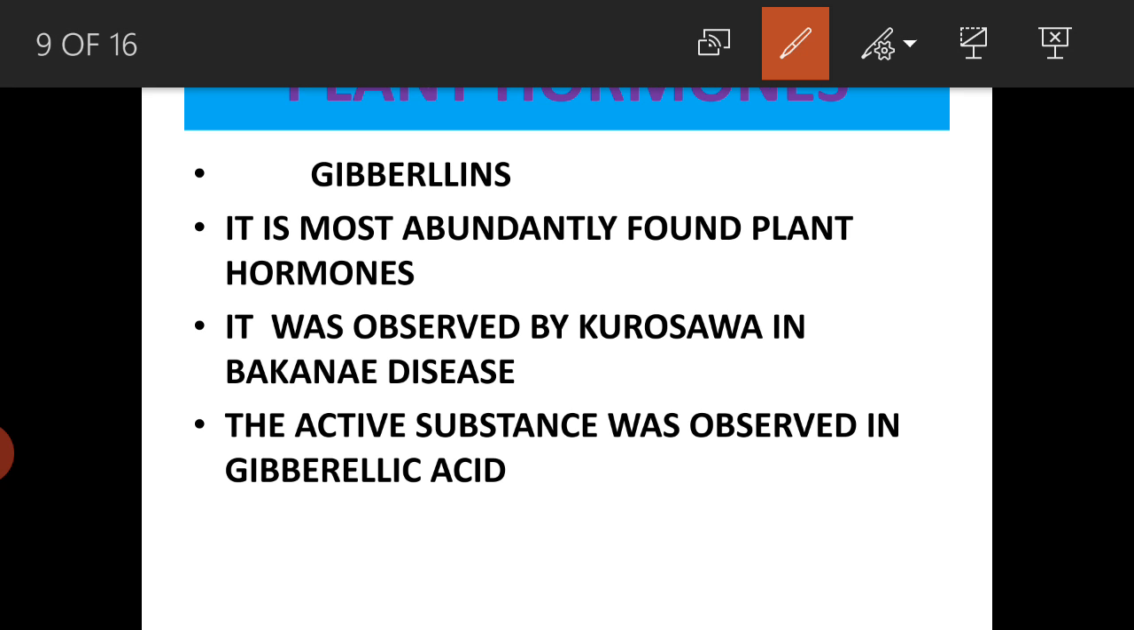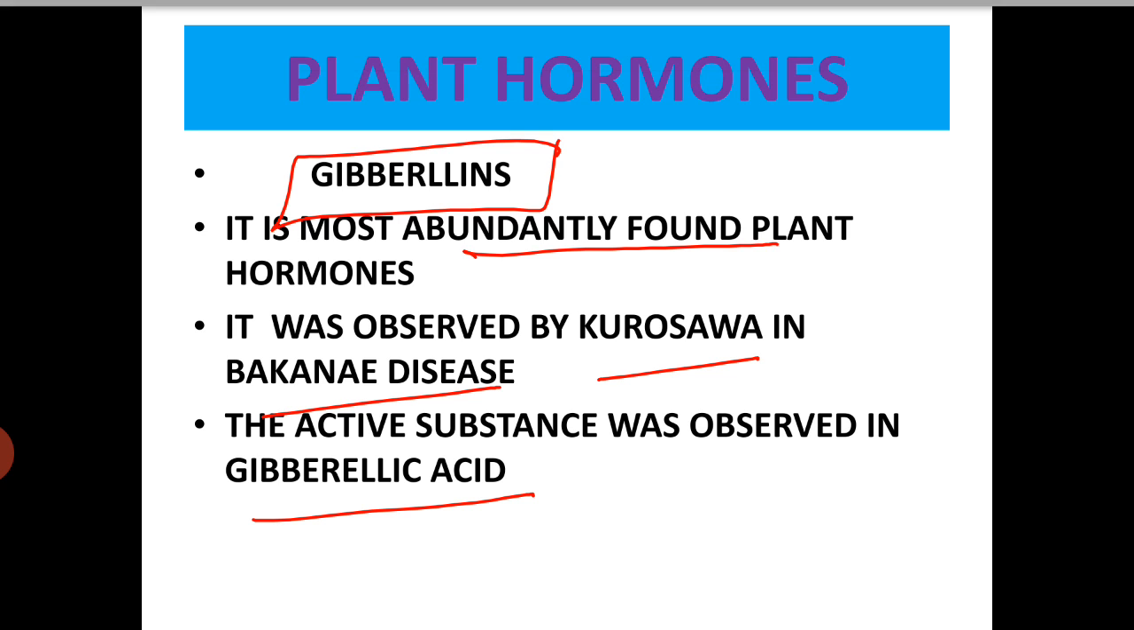The next hormone which we are going to see now is gibberellin. Gibberellin also is a plant growth promoter, and it is abundantly found in all the plants. It was observed by Kurosawa in Bakanae disease, and the active substance was identified as gibberellic acid.